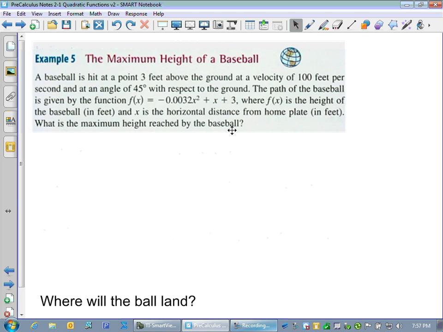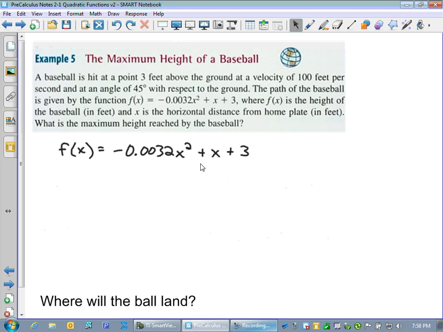Okay, we've actually seen a problem similar to this in the last section, or the last chapter. And to do that, we used the calculator. But now we actually have the tools to be able to do this algebraically. So we're going to do this one algebraically. The idea here is we're going to take our original function, which is f of x equals that.